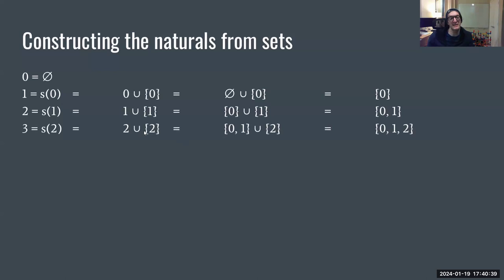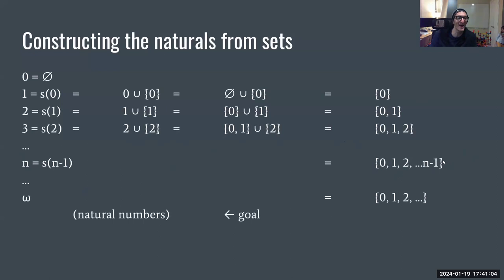And so this is a pretty good explanation, if you didn't get it last time, of the von Neumann ordinal construction, in which every number is a set. And in fact, every number is the set of all the numbers less than it. And yes, that's exactly what this is saying here, right? Every number n just ends up being the union of all the numbers less than it.